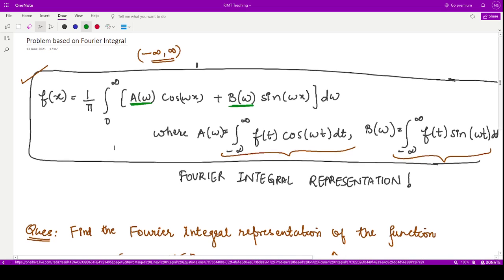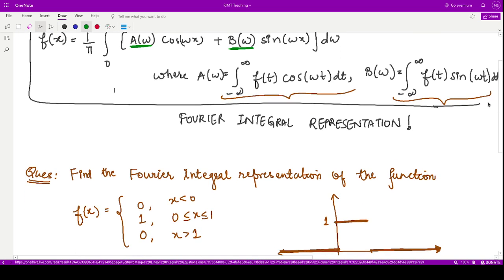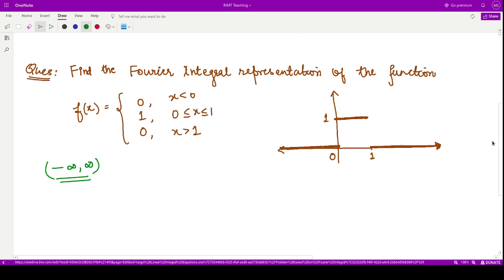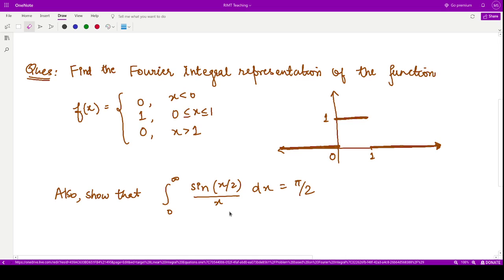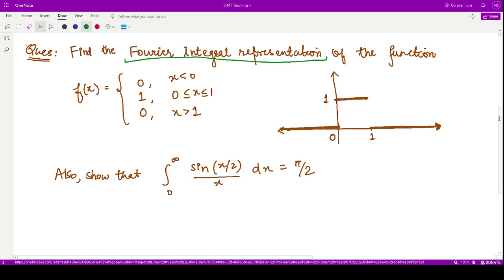Further, the question also asks us to show that the integral from 0 to infinity of sin x divided by x dx is equal to pi by 2. Now this kind of integral is difficult to solve, because it cannot be integrated directly. So for that we may make use of this Fourier integral representation for the given function. Let us see how we can do that.